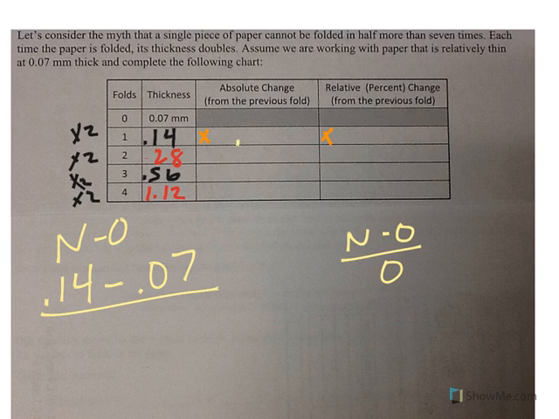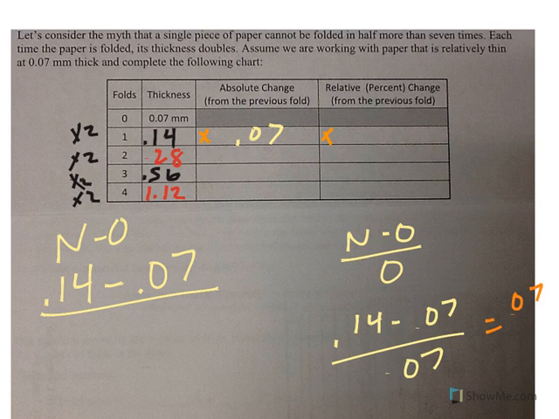So I end up with a 0.07 absolute change, and that should make sense because you doubled it. So it just changed by the amount that it was. Now, when I take 0.14 minus 0.07 divided by 0.07, recall that you're going to subtract first, then divide. Anything divided by itself is 1, which gives me 100%. So there's your refresher on absolute and relative change.